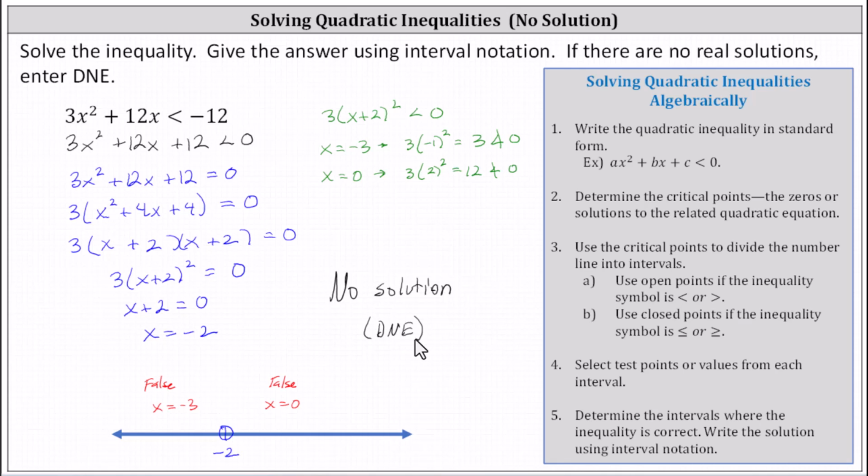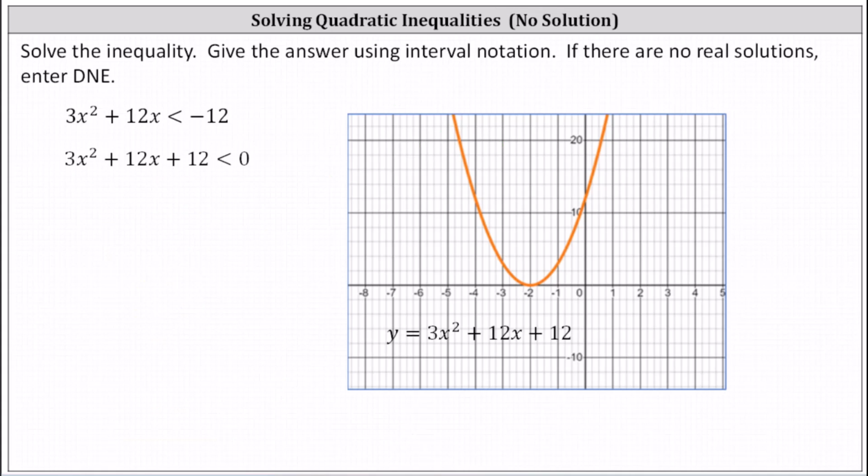Before we go, let's verify this by analyzing the graph of the related quadratic function. Let's consider the quadratic inequality in this form here. To check it graphically, we graph the function f of x, or y, equals 3x squared plus 12x plus 12, which is shown here on the right. Because this is the graph of y equals 3x squared plus 12x plus 12, and we're looking for the solution of 3x squared plus 12x plus 12 less than 0, we're looking for the part of the graph where y is less than 0, meaning where the graph is below the x-axis.